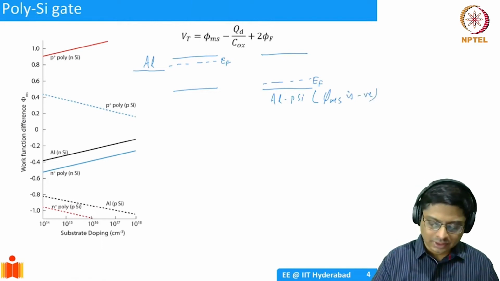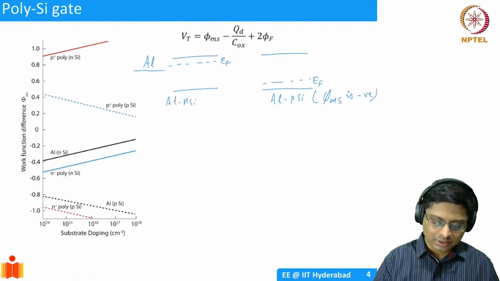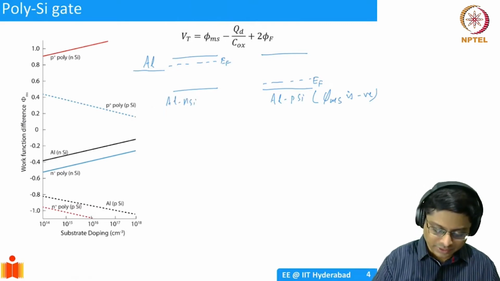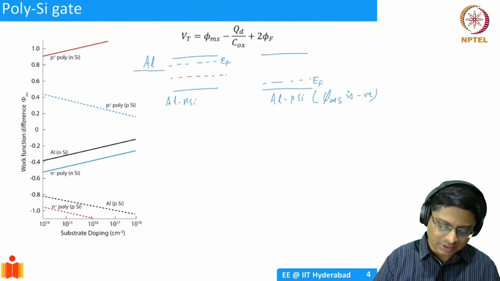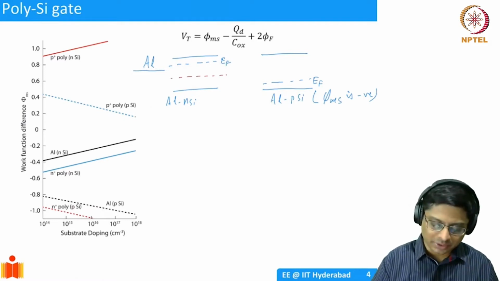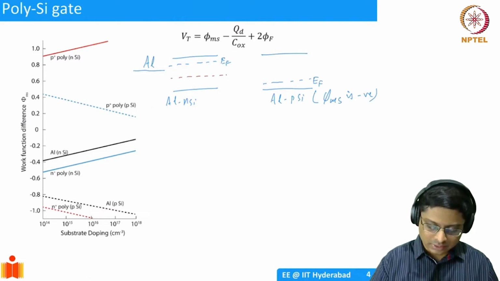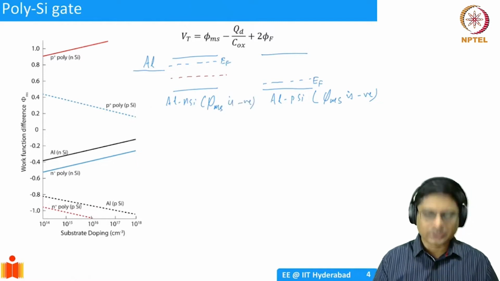And in the case of aluminum and N-type semiconductor, because Ei is going to be somewhere here, only for large dopings the EF may actually go towards EC and then the phi ms might be positive. But in most of the cases, phi ms is negative again. So this is what you can verify.